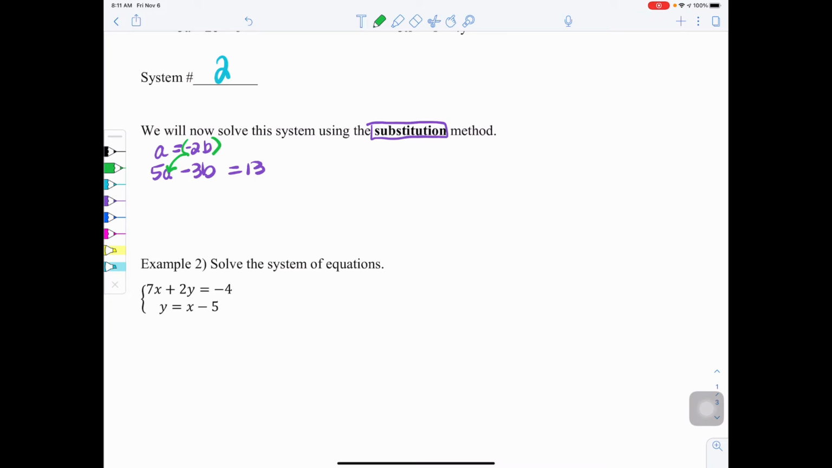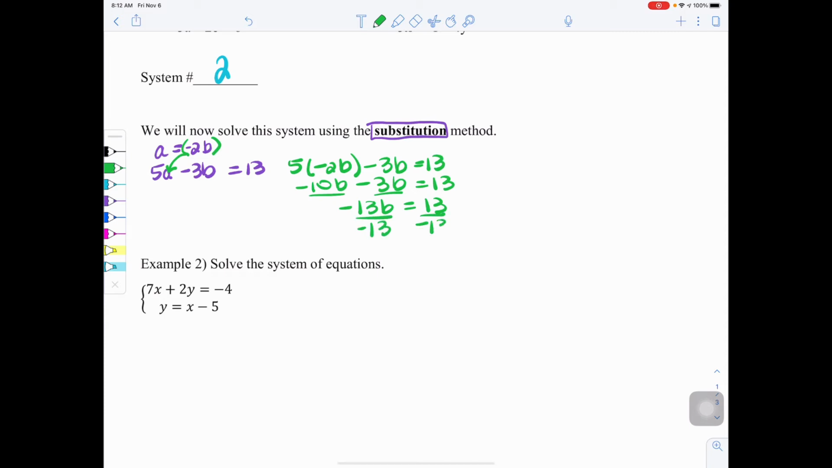So my new 5a minus 3b equals 13 is really now 5 times negative 2b, in a's spot, minus 3b equals 13. And now I have one equation with one variable that I can solve for b. 5 times negative 2b would be negative 10b, minus 3b equals 13. I then have like terms, negative 10b and negative 3b make negative 13b. And then to get b alone, I would need to divide both sides by negative 13. So I see that b equals negative 1.